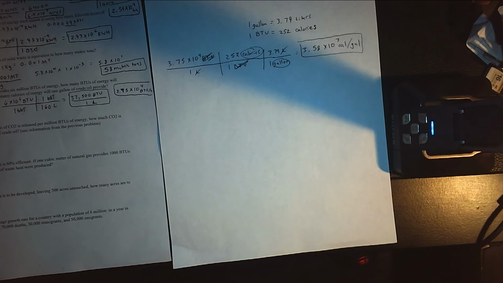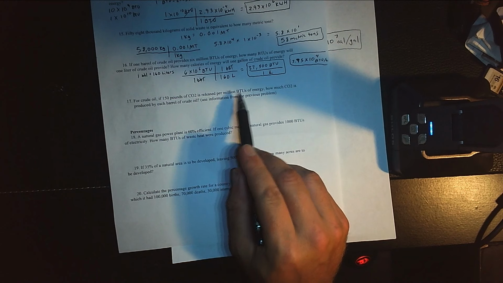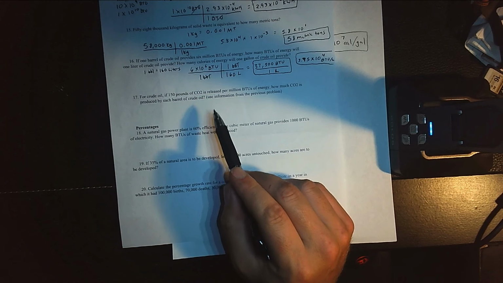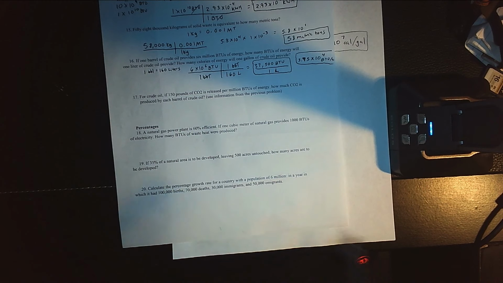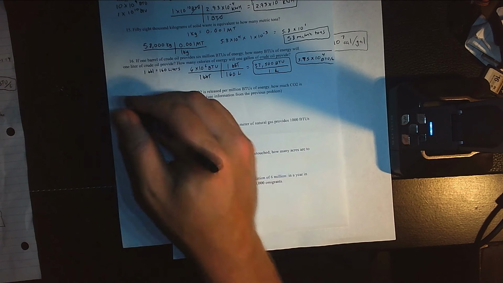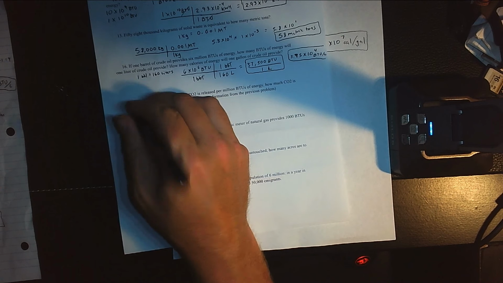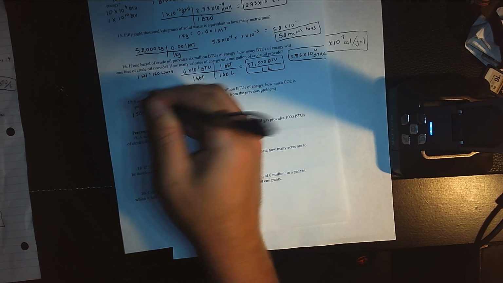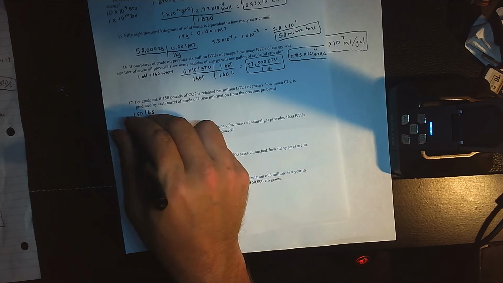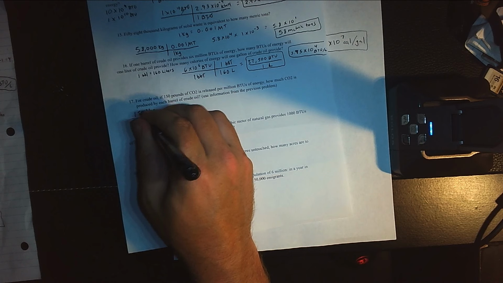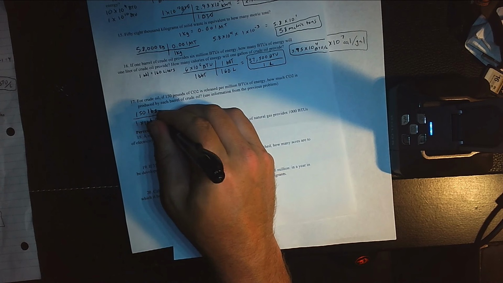All right, last one, 17. For crude oil, 150 pounds of CO2 is released per million BTUs of energy. How much CO2 is produced by each barrel of crude oil? All right, so for this one, we have 150 pounds of CO2. Pounds is LBS. Per million BTUs of energy. So that is per 1 times 10 to the 6 BTUs of energy.